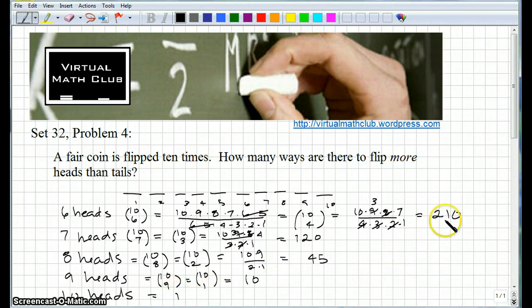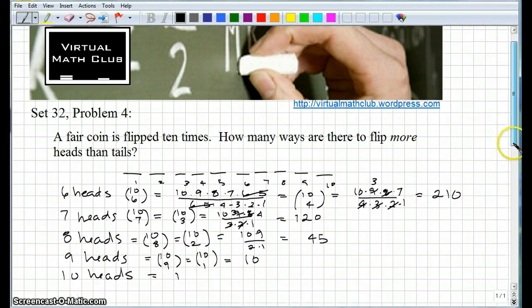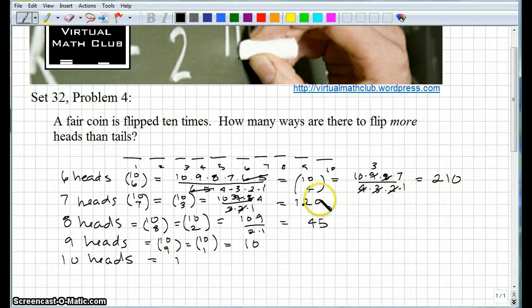And now if we add all of those up, so 210 plus 120, that's 330, plus 45 is 375, 385, 386. If I add all those up, I get 386 ways of getting more heads than tails, because I can get 6 heads, 7 heads, 8 heads, or 9 heads.